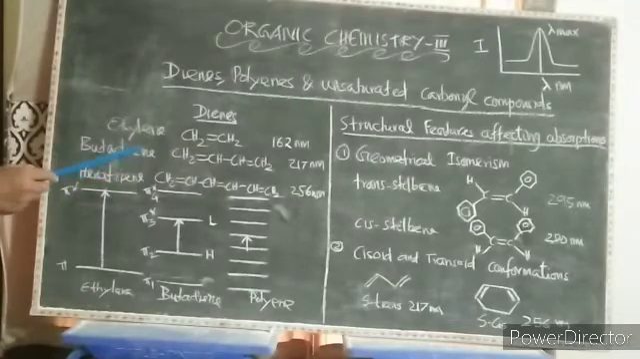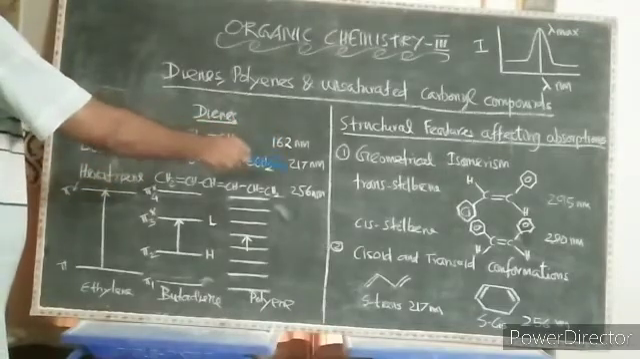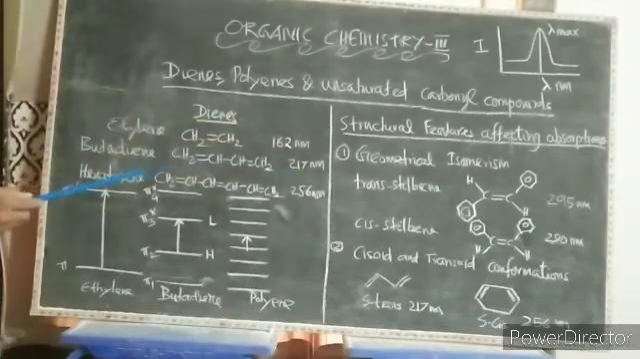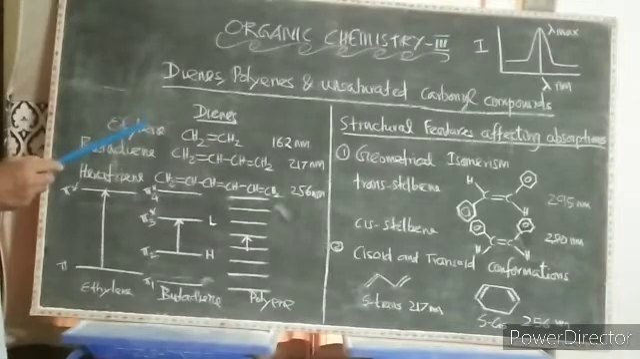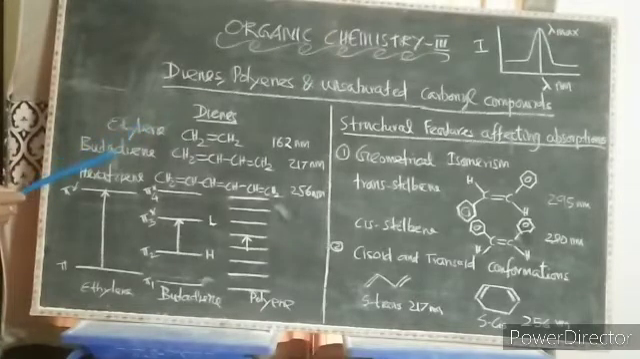So there is a steady increase of wavelength from 162 nanometer to 256 nanometer. From 162 to 217 it is 55 nanometer increase. From 217 to 256 it is again around 36 nanometer increment. Now what is the reason for this?